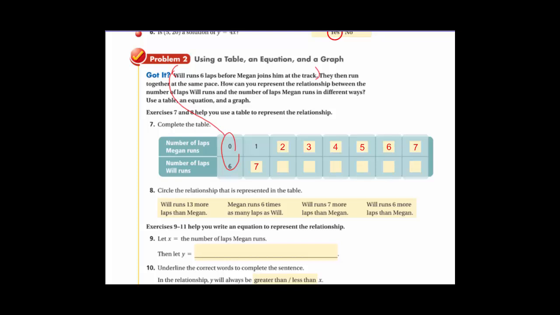So now we need to figure out how many laps Will runs for each of those. Pause the video for a moment, fill in what you think those numbers are, and then join me back again when you have those numbers ready. Welcome back. Hopefully you realized that Will always runs 6 laps more than Megan, since he has run 6 laps before she gets there. So if she has run 2 laps, he will have run 8, and all of the other numbers will be 6 more than Megan's.